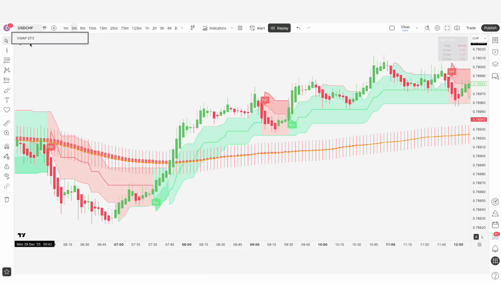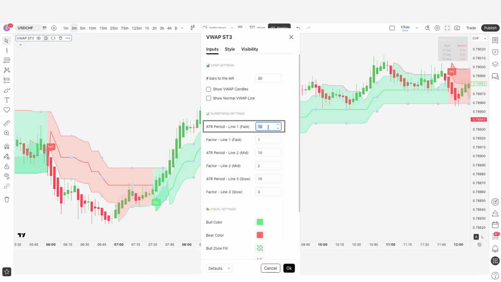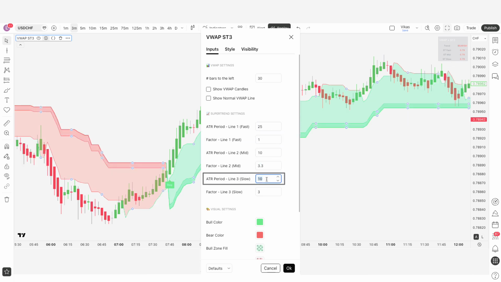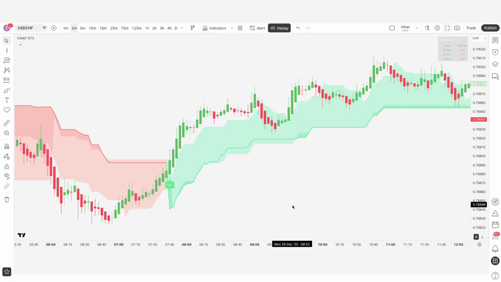Now the indicator settings change for perfect signals. First, we have to keep these options hidden. And after that, change ATR period 10 to 25, and change factor 2 to 3.3, and change ATR period line 10 to 39. And we have to keep these options hidden. Here everything is fine after that. Click OK. Now we'll add one more indicator to make this strategy more powerful.